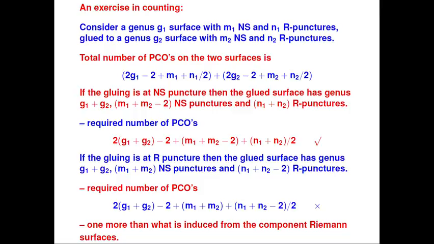But now suppose that the gluing is done at a Ramond puncture. Then again we can do the counting. Now the glued surface will have genus G1 plus G2 again. The total number of NS punctures is M1 plus M2, because we do not lose any NS puncture. But the total number of Ramond punctures will be N1 plus N2 minus 2, because one Ramond puncture from each surface has gone into gluing; they are not external punctures anymore.